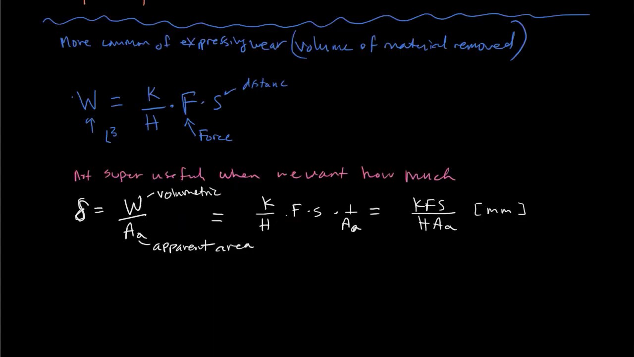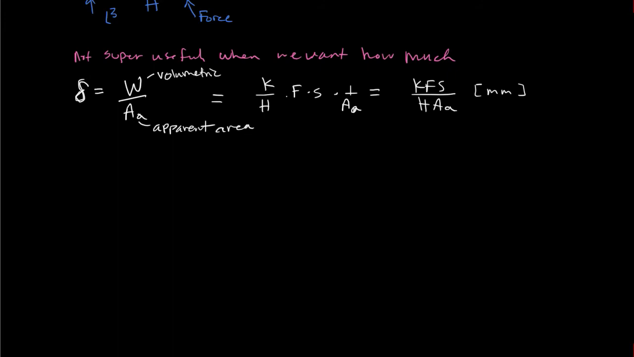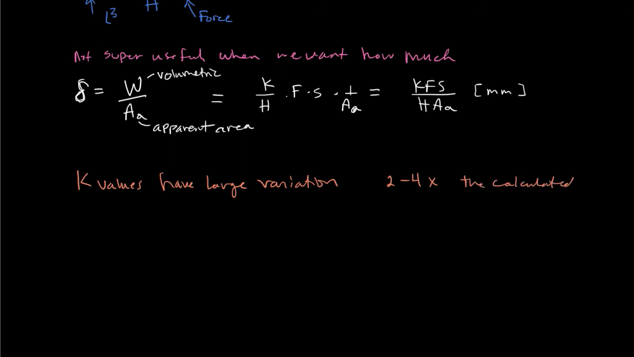The K values have large variation. In fact, they have a range of 2 to 4 times the calculated value. So we have a table here where we can look up the wear coefficient for different materials. But even though we have these values, the reality is that there's quite a bit of variability in there. But it does give us a scale.